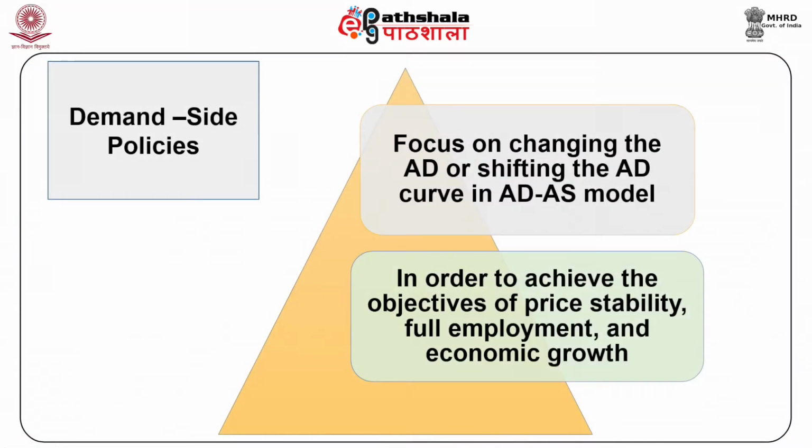Demand side policies focus on changing the AD or shifting the AD curve in the aggregate demand and aggregate supply model in order to achieve the objectives of price stability, full employment and economic growth. Consider the equation Y = C + I + G + X - M. On the left side is Y, that is GDP, which represents the total value of goods and services produced in the economy. On the right side are the components of aggregate demand, that is private consumption C, private investment I, government expenditure on goods and services represented by G, and exports minus imports, that is net exports represented by NX.